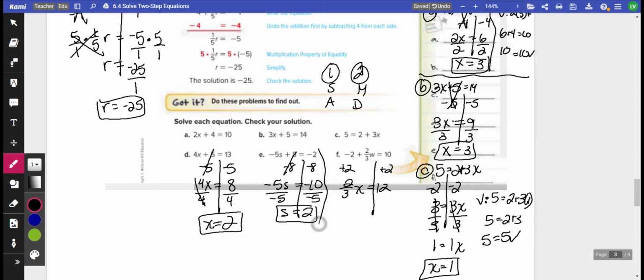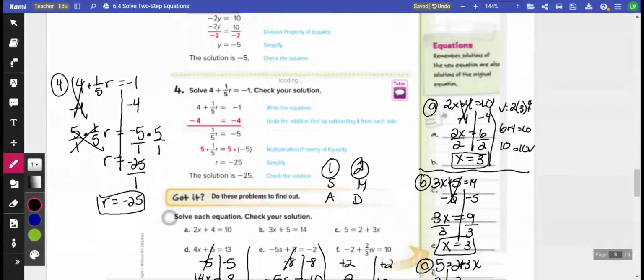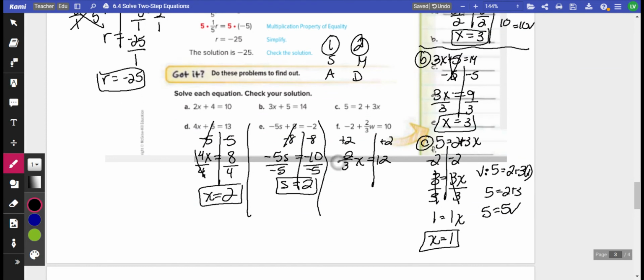For letter F, this is like number 3 above. Hold on. Sorry, number 4 above. So I want to multiply by the reciprocal of 2/3, which is 3/2. Whatever I do to one side of the equation, I have to do to the other. So x equals 12 times 3, which is 36, divided by 2. X equals 18. You could have also cross-reduced 12 and 2. That was not a requirement.